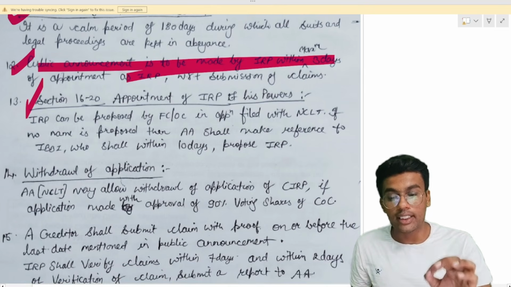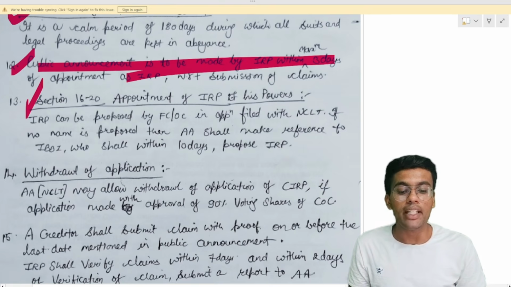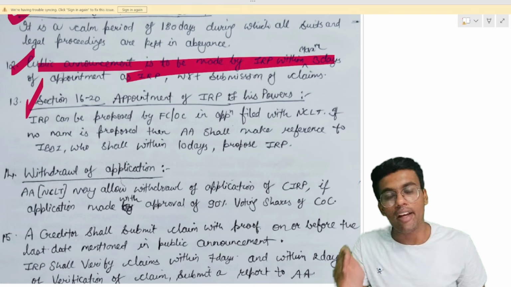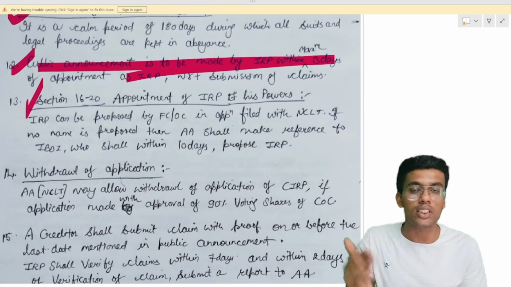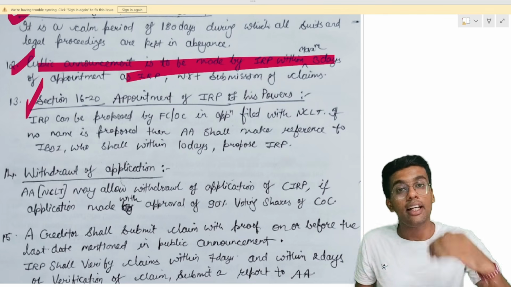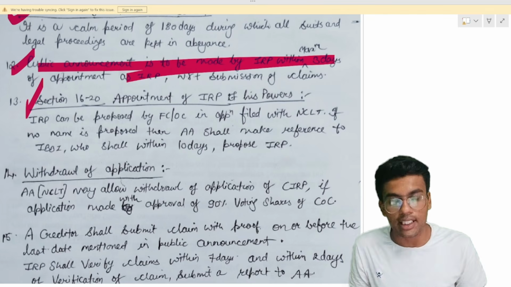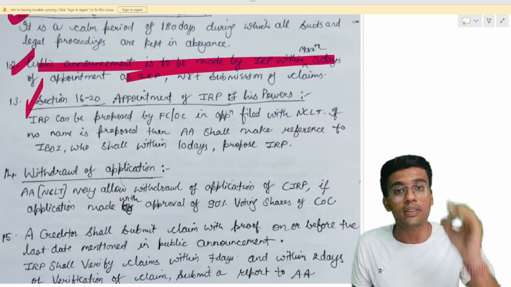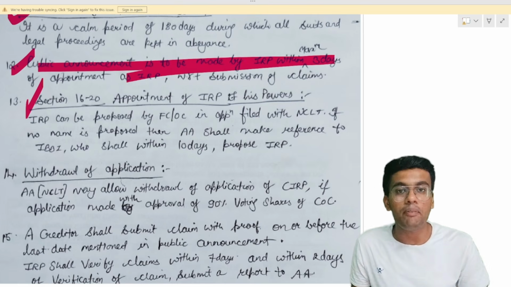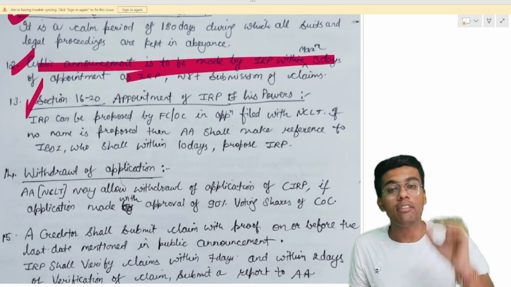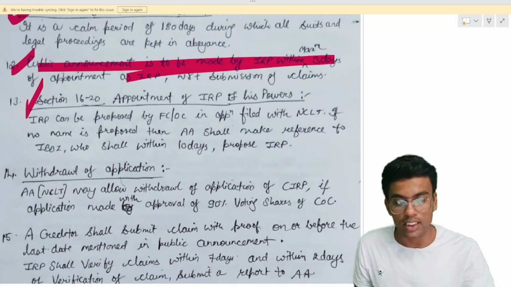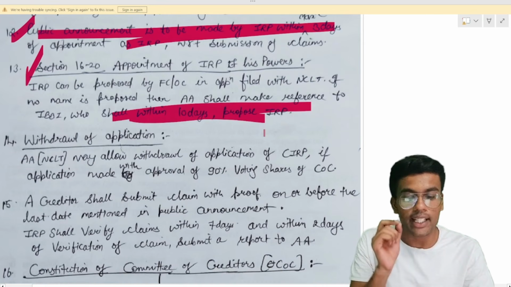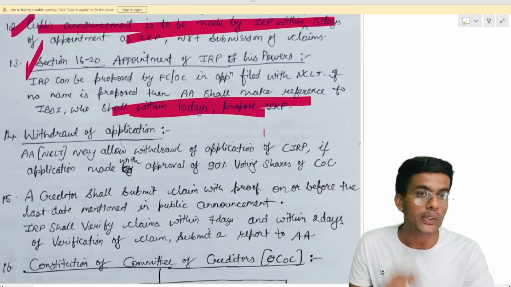Point number 13 talks about sections 16 to 20, appointment of IRP and its powers. IRP can be proposed by the financial creditor or operational creditor. We studied that an FC or OC can make an application for CIRP to the adjudicating authority. While making an application, they themselves can propose any person to be appointed as IRP. But in case they fail to propose any person as IRP, the adjudicating authority will refer the case to IBBI. IBBI then will appoint an insolvency resolution professional within 10 days. So the time limit over here is 10 days. In 10 days, IBBI has to propose an IRP to the adjudicating authority.